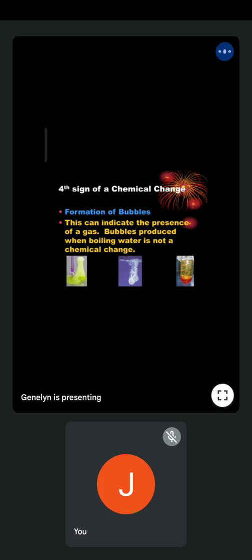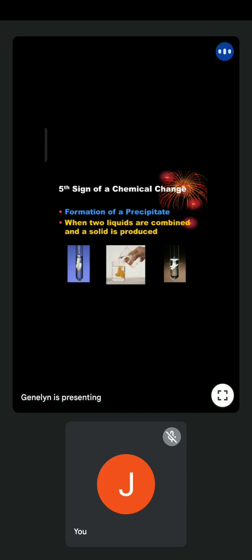Fourth sign of a chemical change. Formation of bubbles. This can indicate the presence of a gas. Bubbles produced when boiling water is not a chemical change. Fifth sign of a chemical change. Formation of a precipitate, when two liquids are combined and a solid is produced.